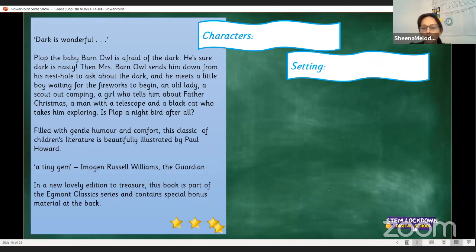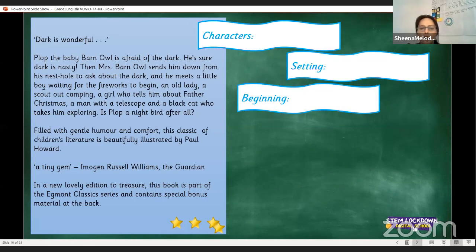All right, so we see the setting is a nest hole. That is a good answer, because that's all the information they give you. Beginning, what do you think is going to happen in the beginning of the story?